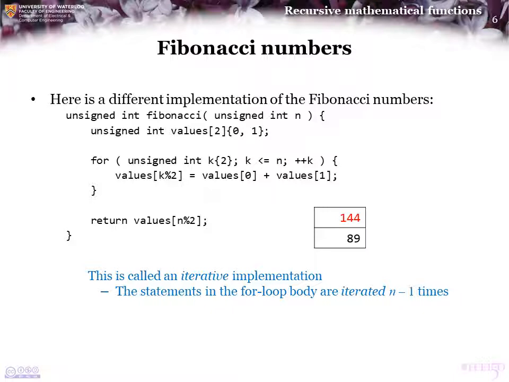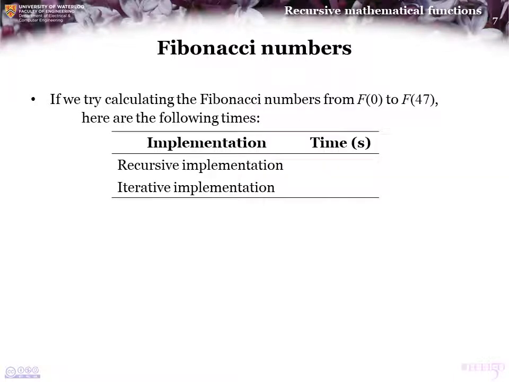Nice, that's actually quite quick. All right, now if we were to author a program that simply calculated the first 47 Fibonacci numbers in order, we would have the following times it takes to calculate these 48 different values. If we were to do this with the recursive implementation, you may be surprised to find that it takes 109 seconds.